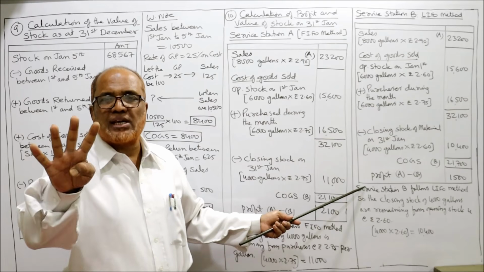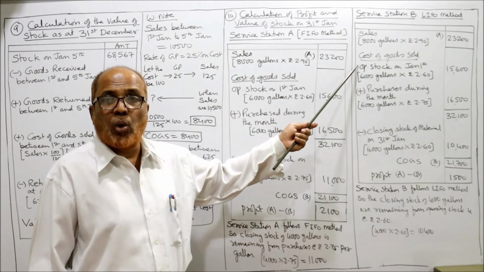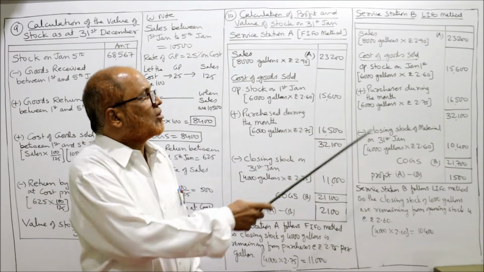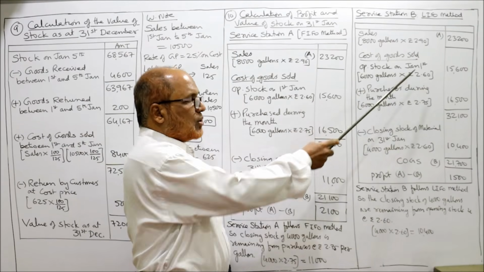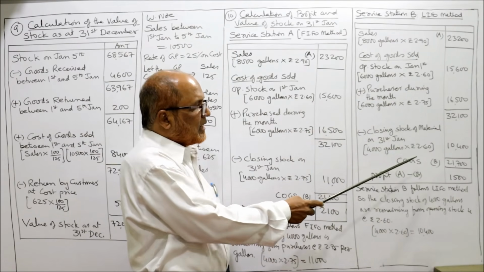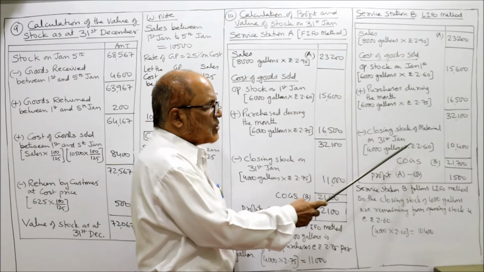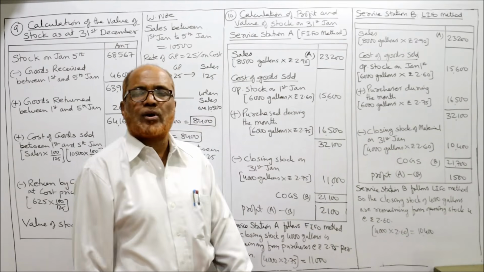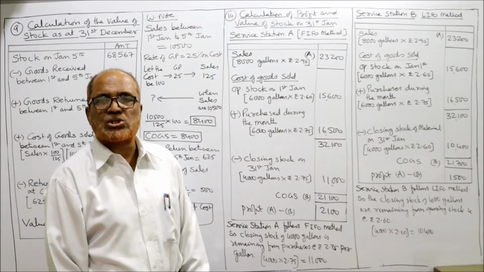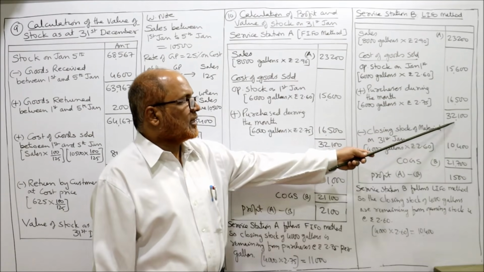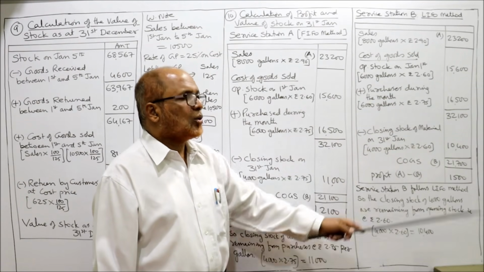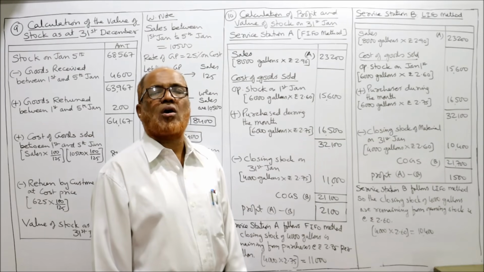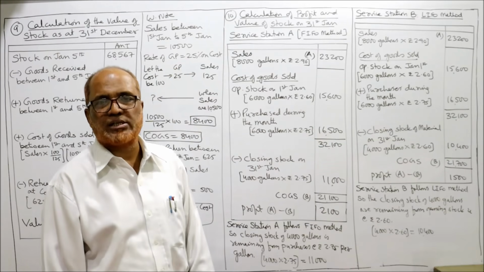Closing stock of 4,000 gallons are remaining from the opening stock. The opening stock was at what rate? 2.60. So closing stock will be at the rate of 2.60. 4,000 into 2.60, 10,400. That is the value of the closing stock. Now subtract 32,100 minus 10,400, 21,700 is the cost of goods sold, COGS.